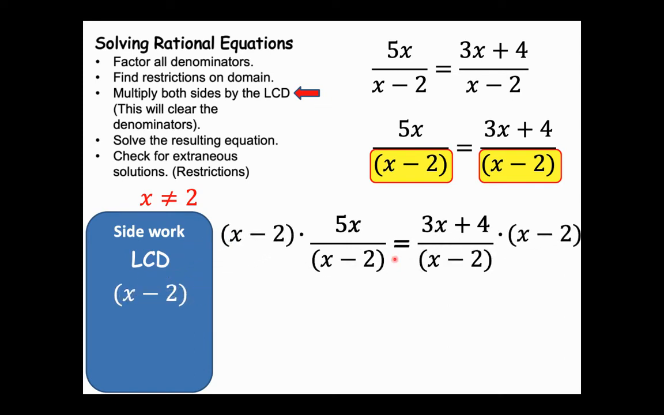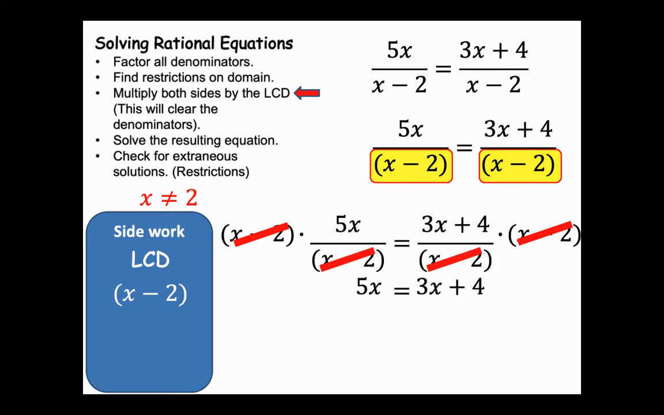Now what you'll see is when I multiply by x minus 2 and I divide by x minus 2, it's basically like having this on top and this one on bottom. So those two are gone. Same thing here, I got these two matching up. So those two are gone. And there you go. That's how you clear your denominators.